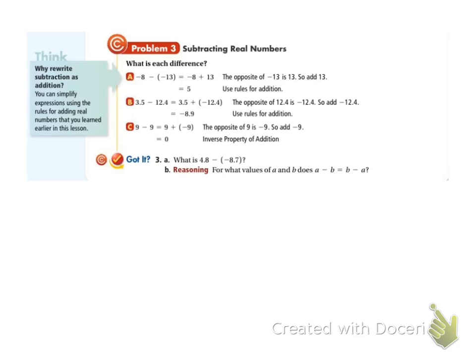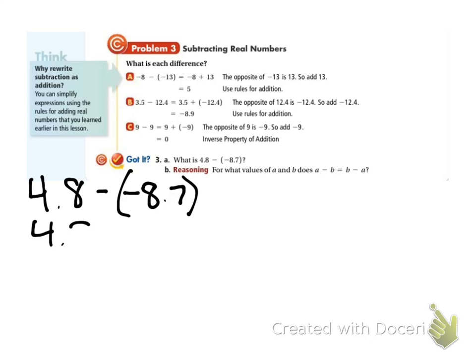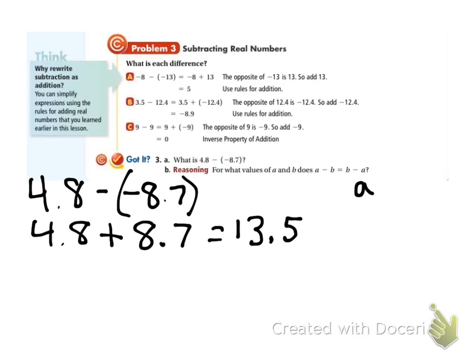So let's try this down here. 4.8 minus negative 8.7. That's the same thing as 4.8 plus, and then I need to change this sign. So this turns into a positive 8.7. And this is equal to 13.5. Part B says, for what values of A and B does A minus B equal B minus A? This will only work when A is equal to B.